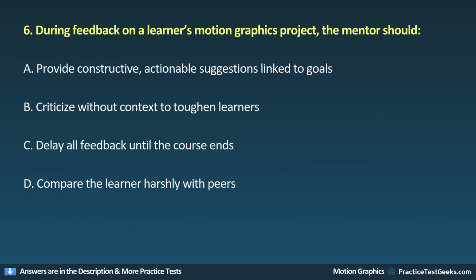6. During feedback on a learner's motion graphics project, the mentor should: A. Provide constructive, actionable suggestions linked to goals. B. Criticize without context to toughen learners. C. Delay all feedback until the course ends. D. Compare the learner harshly with peers.